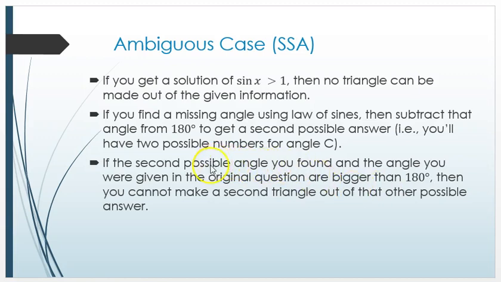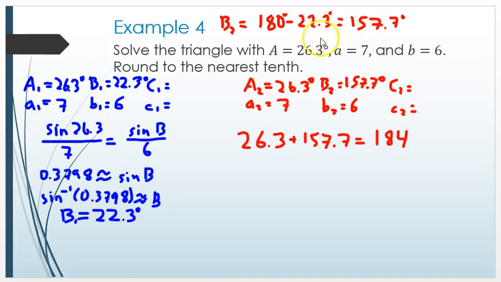So let's look back at our original angle and the angle we just found. Well, if we take the original angle from the problem, 26.3, and add the new angle we were just considering, 157.7, those two numbers add up to 184. So we wouldn't be able to do 180 minus this number to find the third possible angle in the triangle. So what has just happened here is we've created a situation where there is only one triangle.